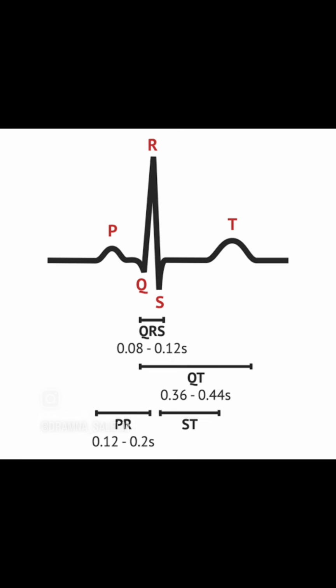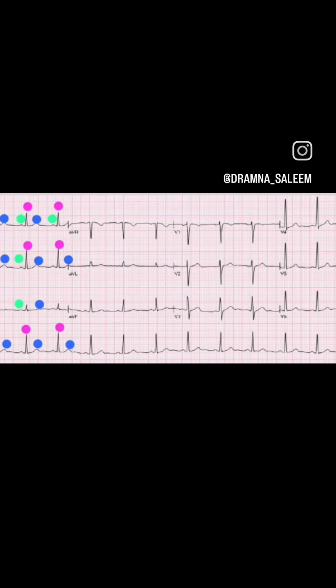So remember the sequence. P wave is atrial depolarization, PR interval is AV conduction, QRS complex is ventricular depolarization, ST segment should be isoelectric, T wave is ventricular repolarization, and QT interval is total ventricular electrical activity. You have to master these normal components first, and interpreting abnormal ECGs will become much easier.